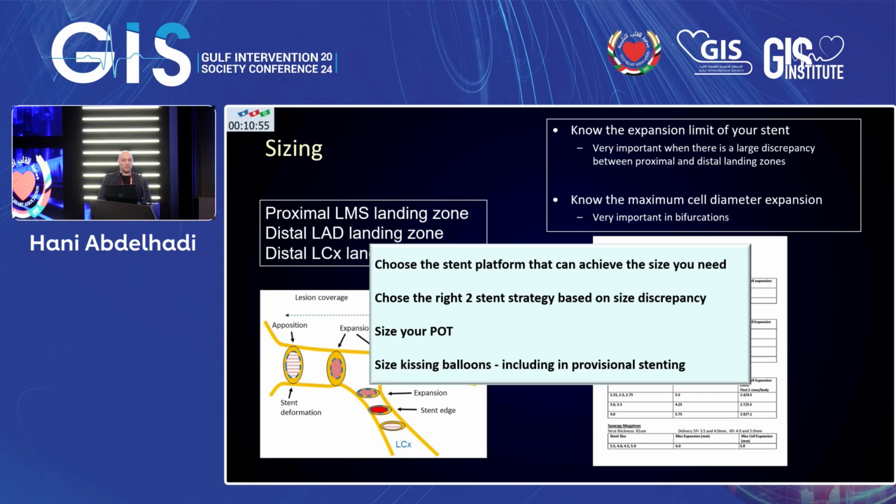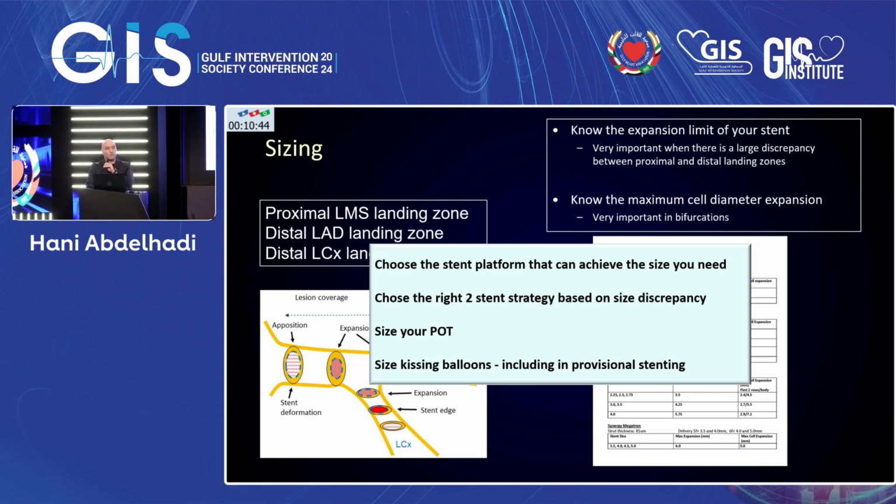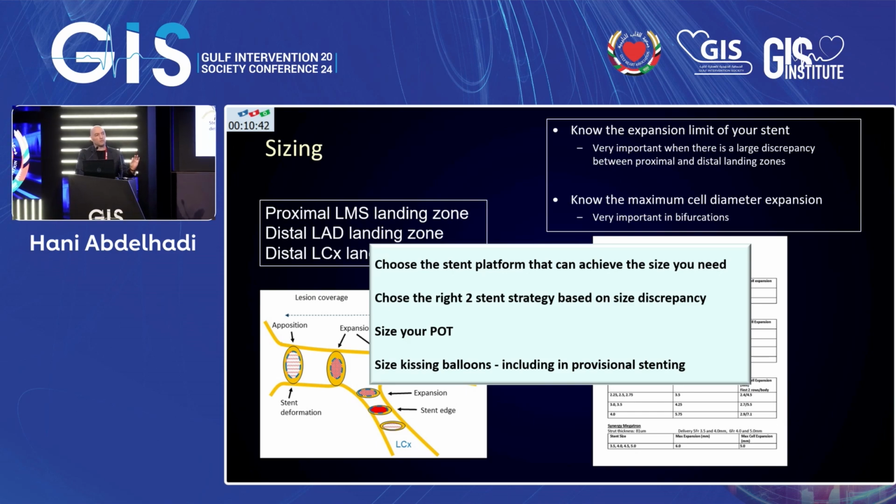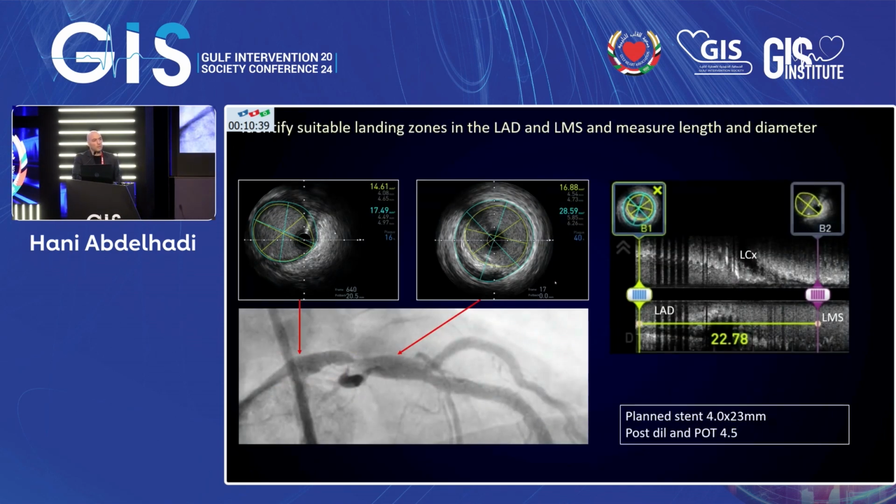Once you know your sizes, you can choose your platform, you can choose your size of stent, you can choose the correct two-stent strategy, whether you want to downgrade from culotte to crush or upgrade depending on your size. You can size your POT and you can size your kissing balloons. Even if you're using a single stent strategy, you can size your side branch balloon.